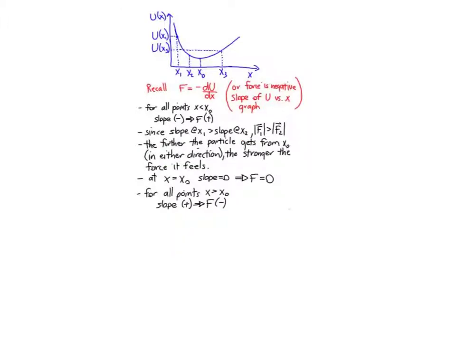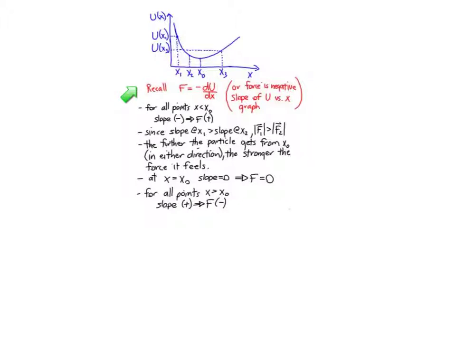Here is an example of an arbitrary potential function as a function of position, U versus x or U versus r. And I've identified several positions: x0 meaning the equilibrium position, x1 to the left of it, x2 also to the left, and x3 to the right. And the accompanying values of the potential energy at those positions.